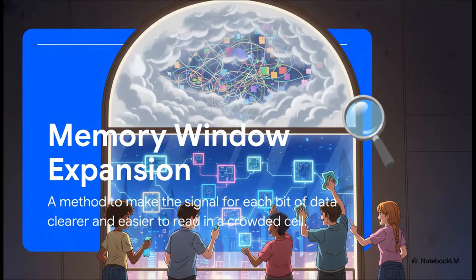Okay, next up, memory window expansion. Now think about this. If you cram 4 different pieces of information into one tiny cell, it's going to get crowded, right? It can get really hard for the chip to tell the difference between them. Well, this term is just a fancy way of saying the researchers found a method to make the signals for each piece of data much clearer and more distinct. It's like cleaning a really foggy window so you can see perfectly what's on the other side.